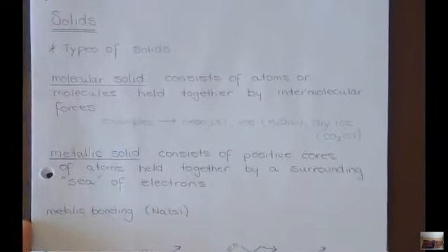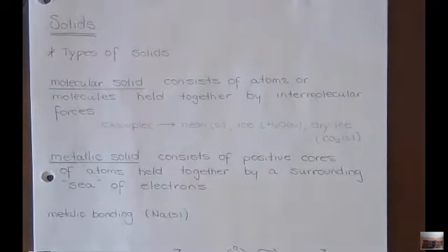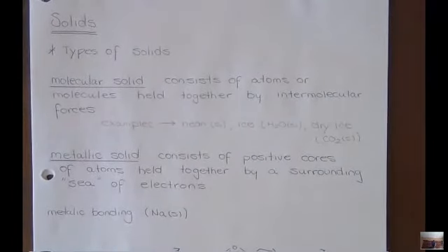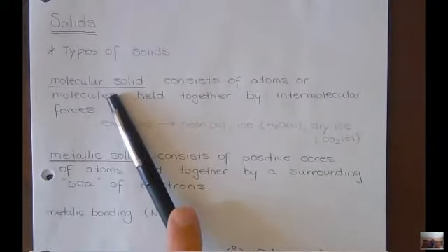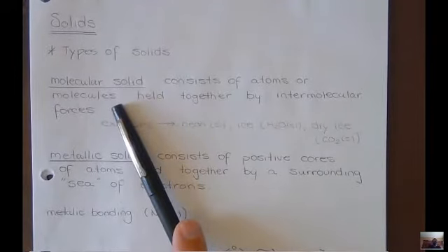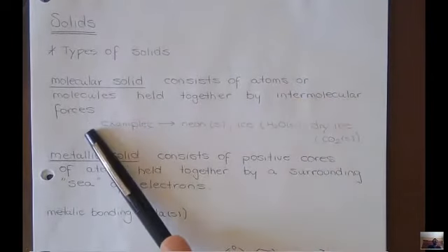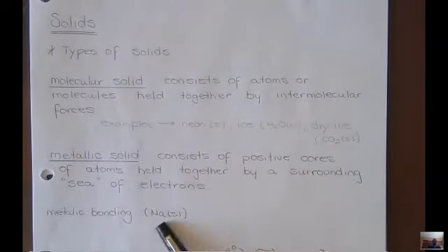Okay, so the first thing that we want to talk about is defining different types of solids. The types of solids are going to fall into three major groups. The first type are called molecular solids. Molecular solids consist of atoms or molecules that are held together by intermolecular forces, what we studied in the last example. Here are three examples.